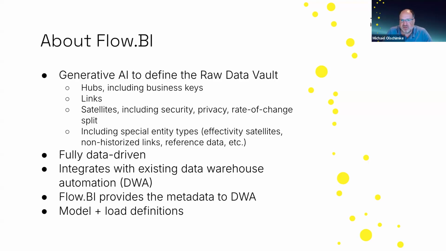And these tools will then create the physical model. So Flow.BI will only define the raw data vault. It will define the hubs and satellites to be used, and the partner tool will then create the physical model. That's the basic idea. So Flow.BI acts like a teammate who knows your source systems, who knows how to model the raw data vault, and who knows the tool of your choice, and comes up with the whole raw data vault design for your incoming data sets, essentially.